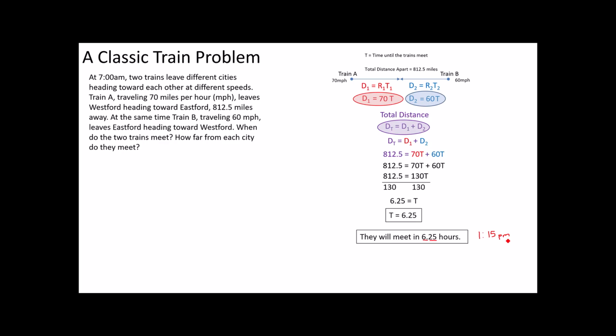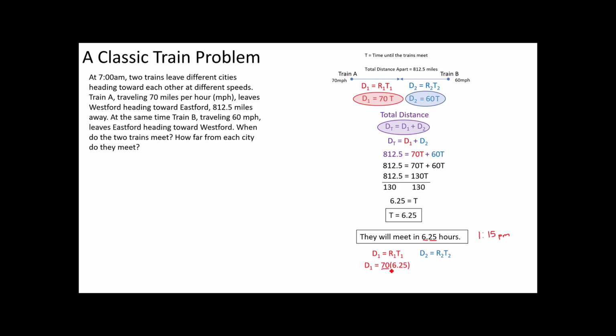The second part then says, how far from each city do they meet? Any idea how we could do that? Well, notice that we do have distance formulas. Distance equals rate times time. This is the distance formula for train A. I still don't know the distance. I now know the rate of speed, and I now know the time. The same is true over here for train 2. I still don't know the distance, but I do know the rate of speed, and I do know the time.